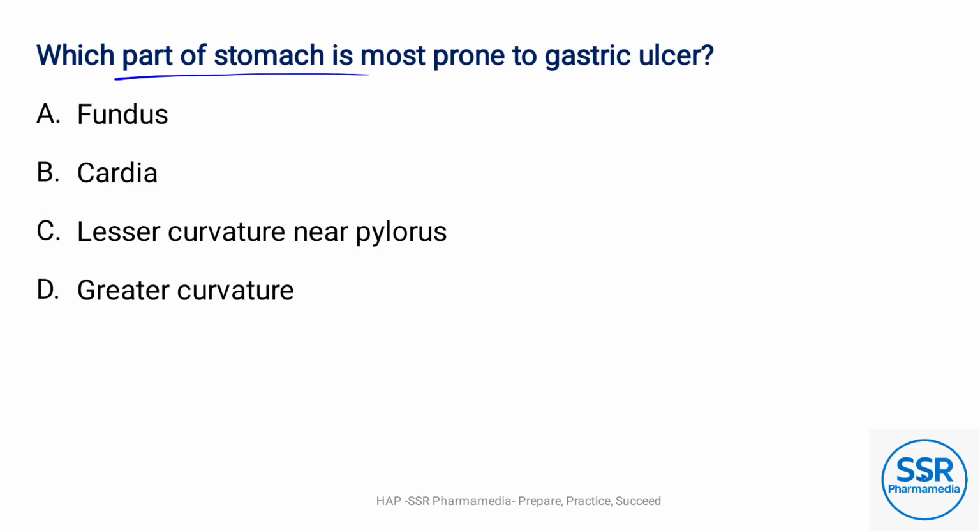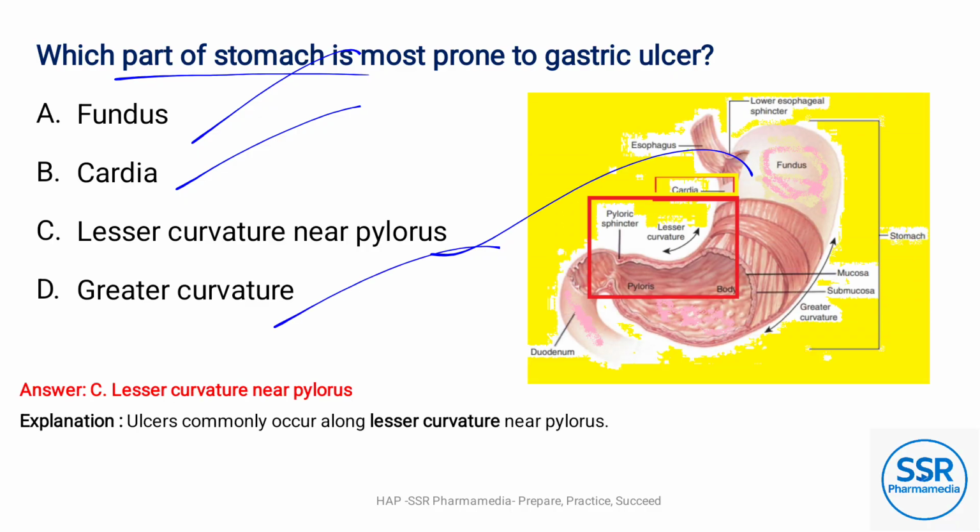Which part of the stomach is most prone to gastric ulcer? Option A, fundus. Option B, cardia. Option C, lesser curvature near pylorus. Option D, greater curvature. Here the lesser curvature and the pyloric sphincter are there. Gastric ulcer commonly occurs along the lesser curvature near the pylorus.